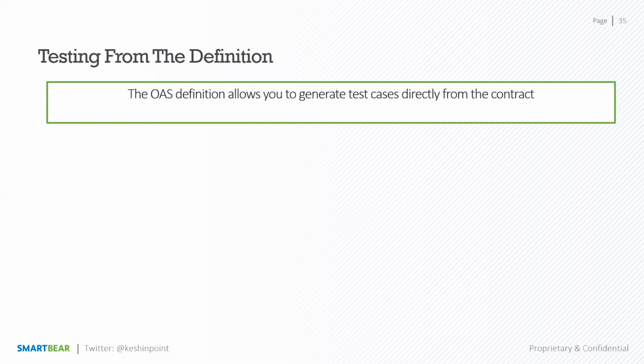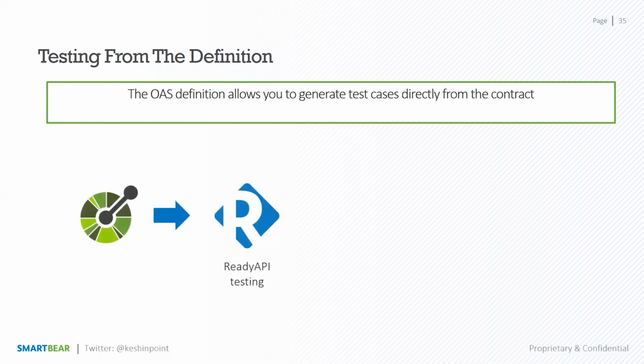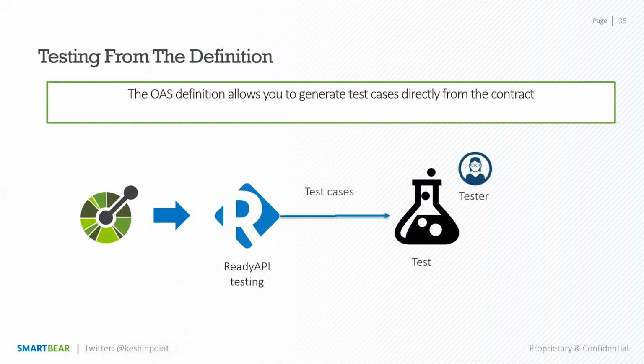Right. The cool thing is, with the definition-driven approach, you're helping your testers a lot, your QA engineers, or even your developers, if you're in a startup and they're doing both. With the definition in place, you can quickly generate test cases directly from the definition, from the API's contract. So a tool like, for example, ReadyAPI or SoapUI will consume the API's definition, automatically create test cases, and allow your testers to test.